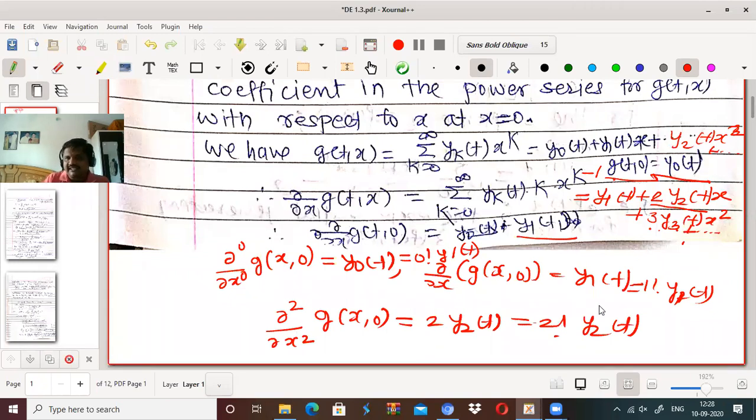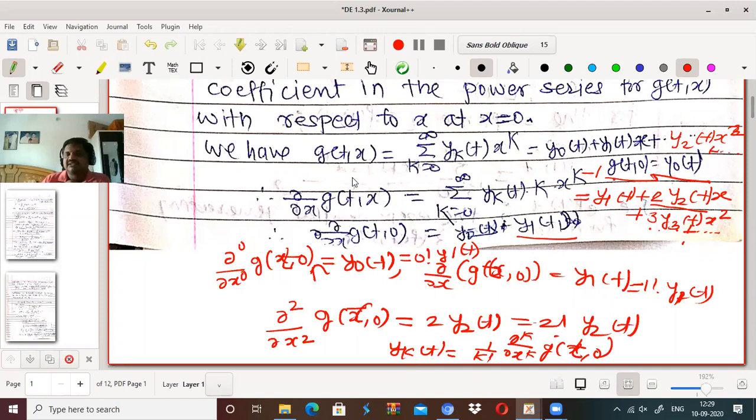y1(t) is the first derivative of g(t, x) at x equal to 0. Here it is not x, it is t; this is also t, not x. This is the value of x there. So in general, y_k(t) becomes 1 upon k factorial, since the k factorial goes to the other side, ∂^k/∂x^k of g(t, 0). In this way you can obtain the coefficients in the generating function.